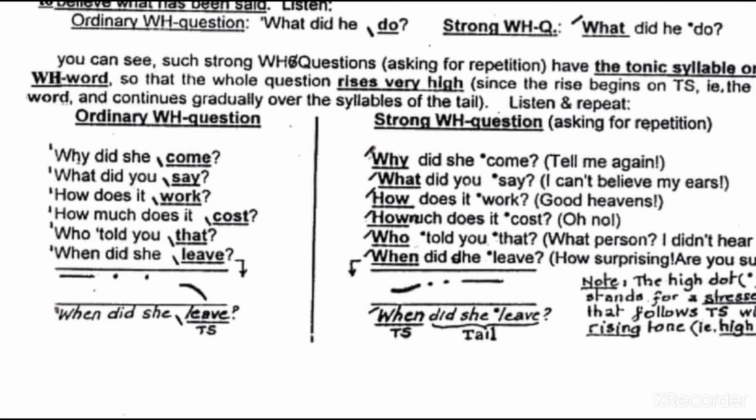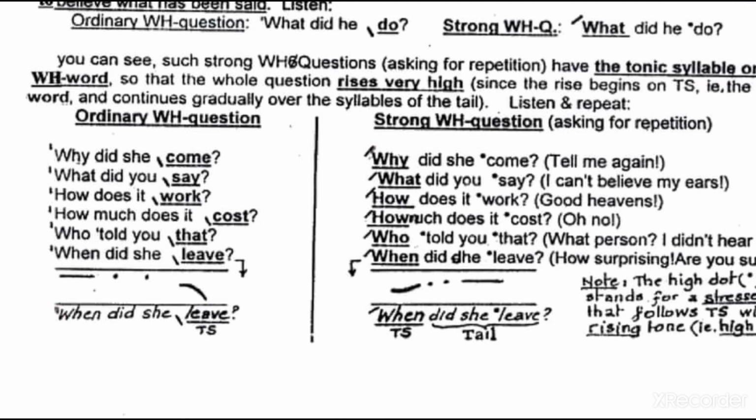But when it is a strong WH question, we say, "Why did she come?" So here we ask for repetition. Either we didn't hear, we ask for repetition, or we are surprised at the reason she is coming. So you notice here that the TS is not on the last lexical word, but it is on "why," on the WH word. And you notice a high dot on the last lexical word or any stressed word after the TS. It means we put a high dot above all the stressed syllables which follow the TS in a rising tone.